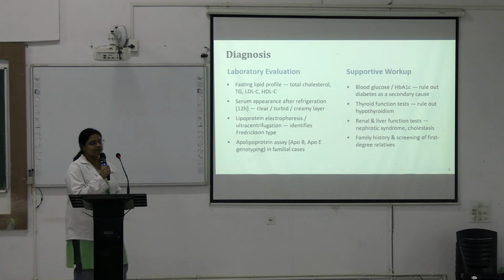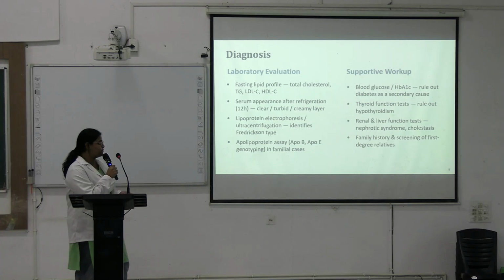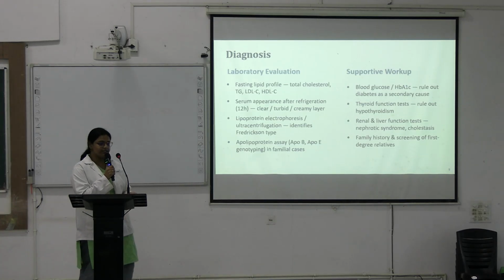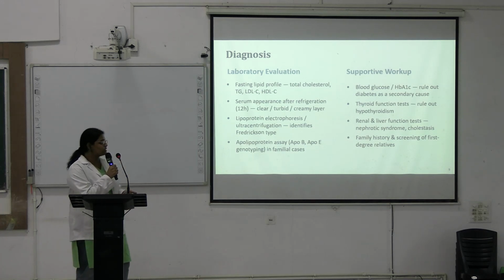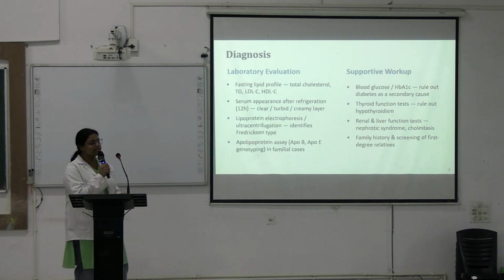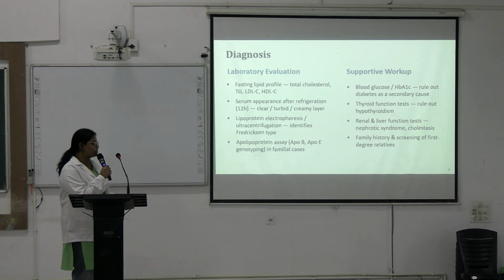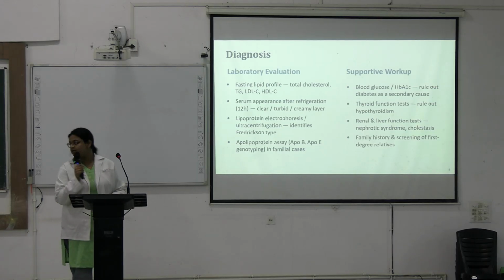Apolipoprotein assays of ApoB, ApoE can also be done in order to understand familial cases of hyperlipoproteinemia. Supportive workup should also be done because secondary causes of hyperlipoproteinemia should not be ignored. Blood glucose levels, HbA1c should be done in order to rule out diabetes. Thyroid function test to rule out hypothyroidism, renal and liver function to rule out nephrotic syndrome and cholestasis. Lastly, family history and screening of first degree relatives should be done.